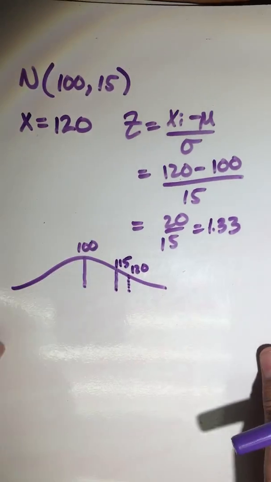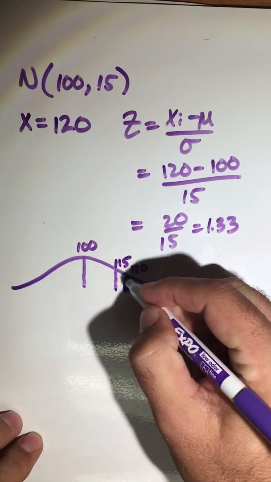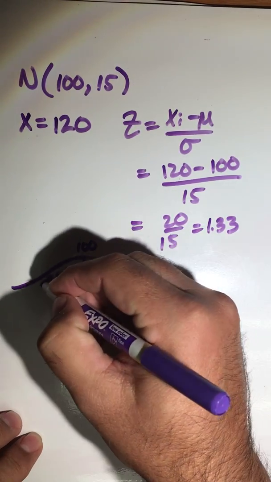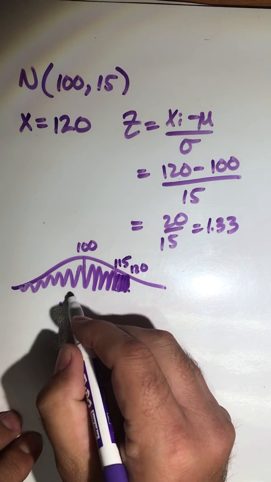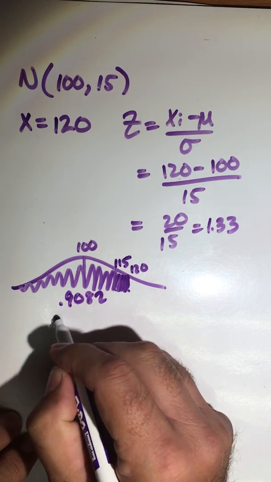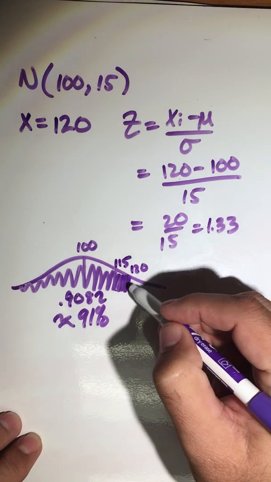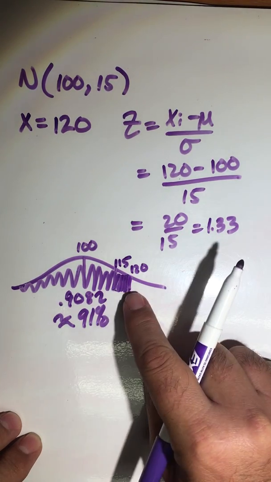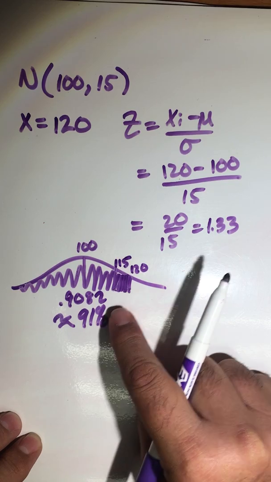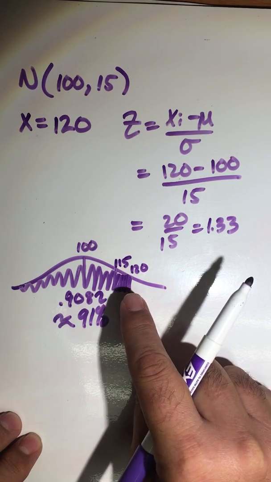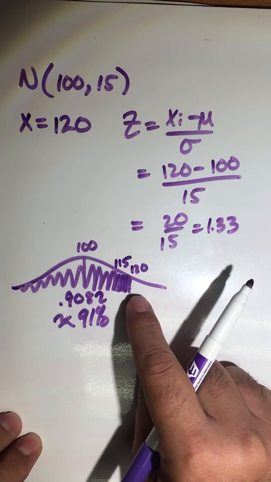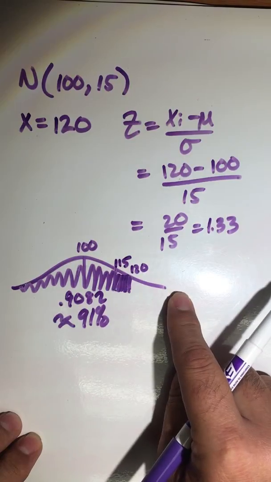So right there, my guess was pretty good, 0.9082, which means that this area under the curve from 120 down to negative infinity, this area is 0.9082, or approximately 91%. So that means you are basically, roughly, at the 91st percentile. So that means 91% of the people did 120 or below, and 9% of the people did better than you.